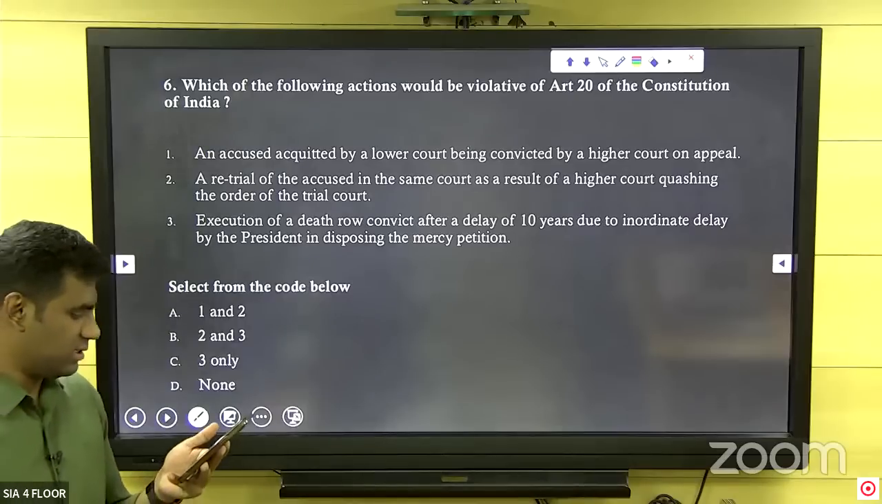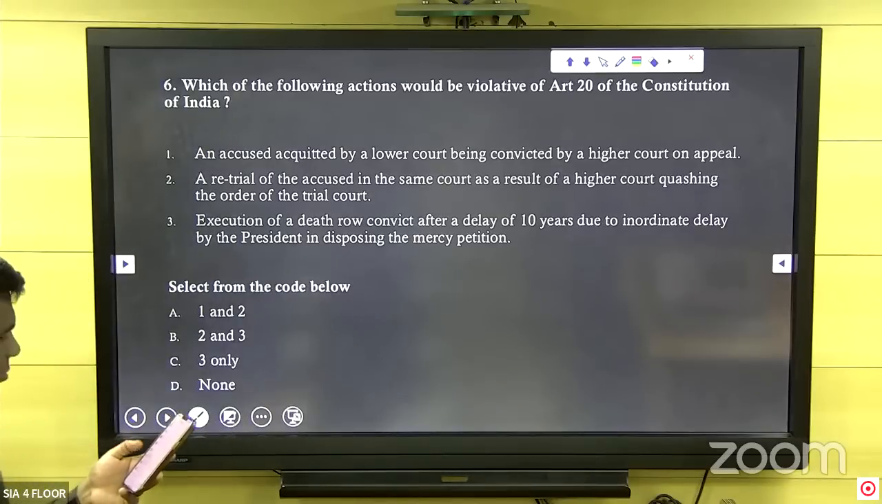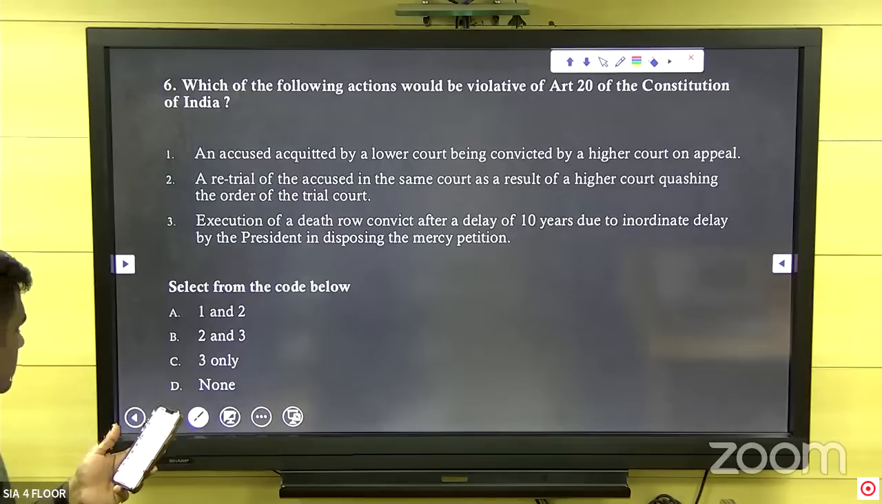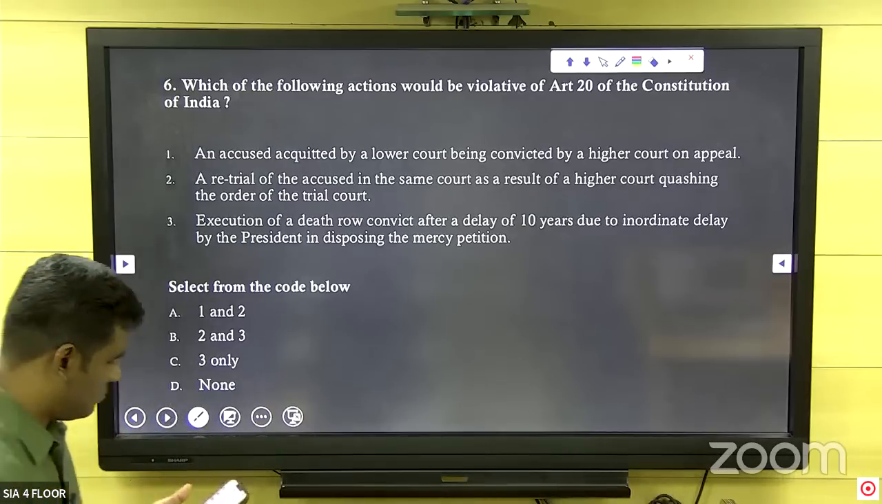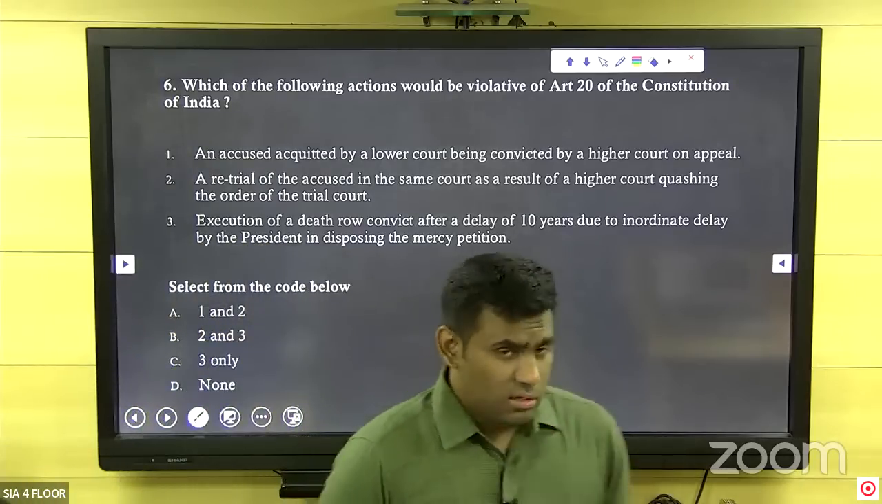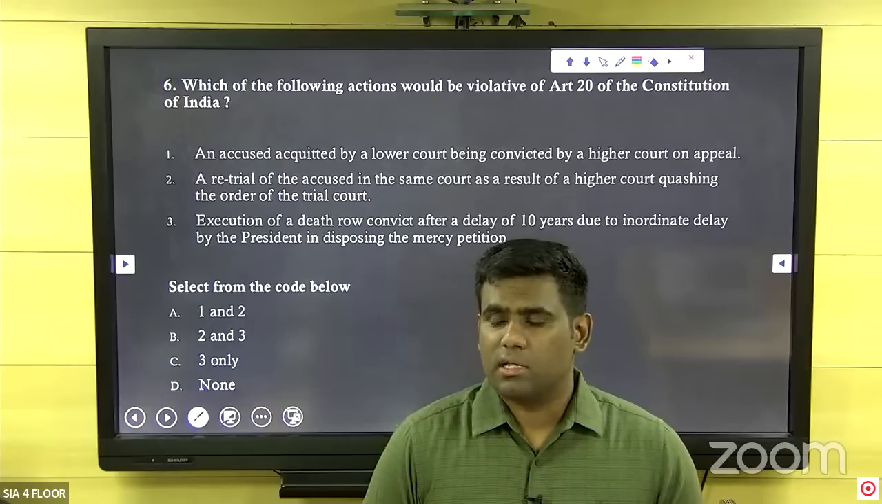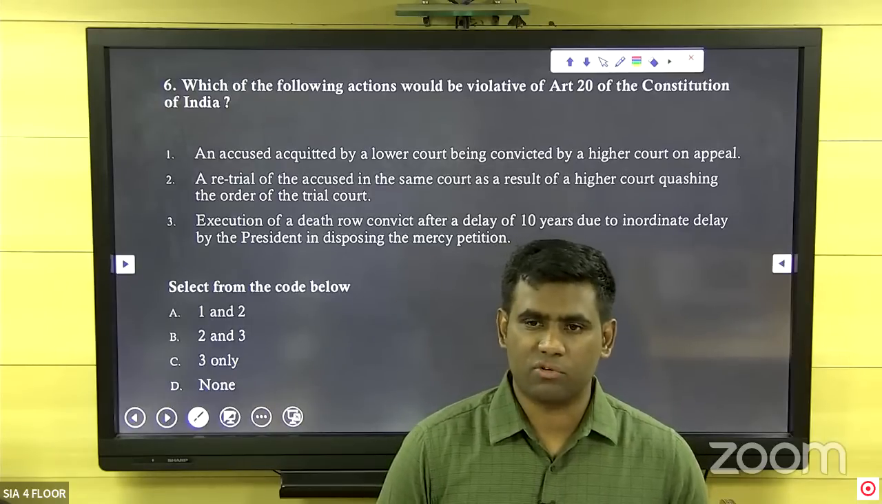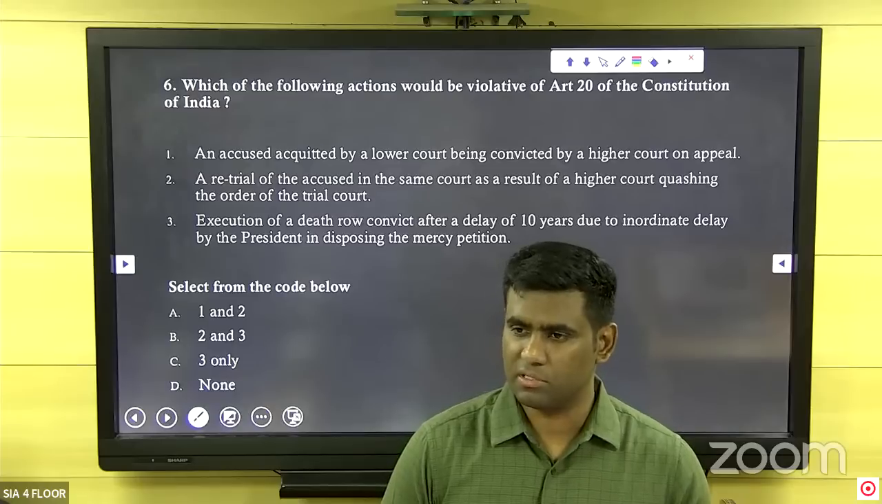Okay, one correct answer up to now. Not many right answers. See, Article 20 is basically a protection against double jeopardy. You cannot be convicted for the same offense twice. You cannot be punished for the same offense twice.